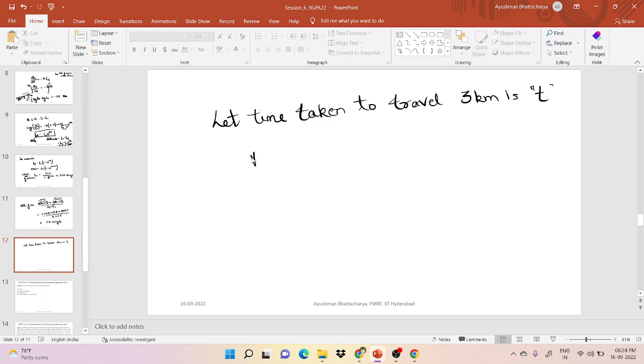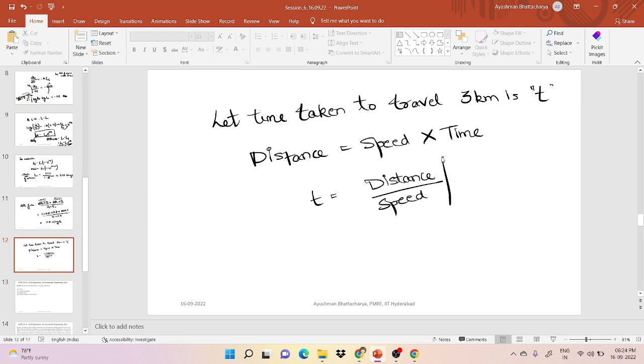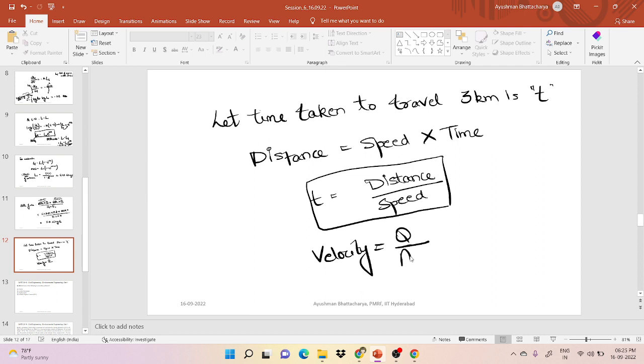Okay, so distance is equal to speed into time. That is very basic, we know. So time will be distance by speed. This is the basic formula in math. To calculate the speed, basically here meaning the velocity, velocity is equal to Q by A, discharge by area.